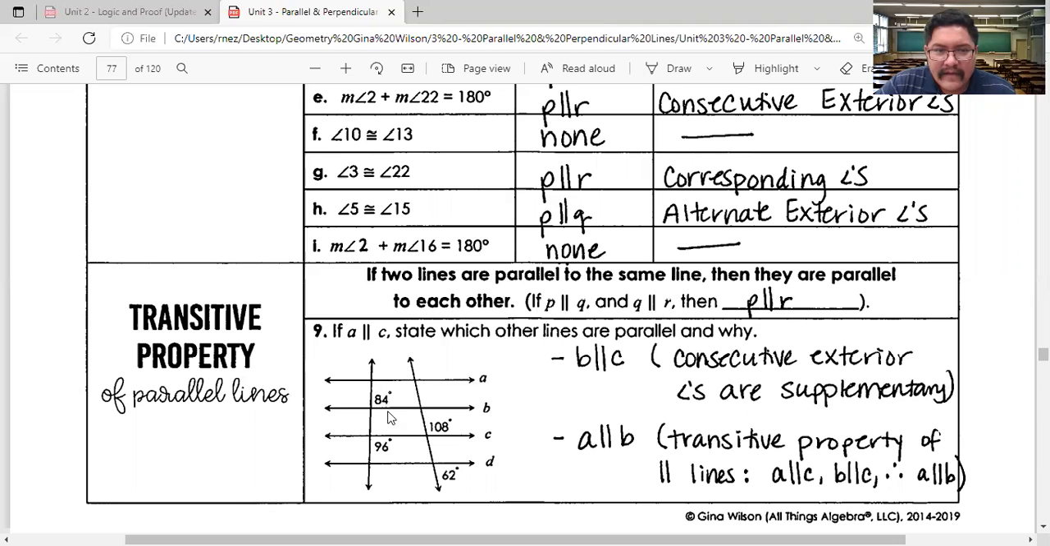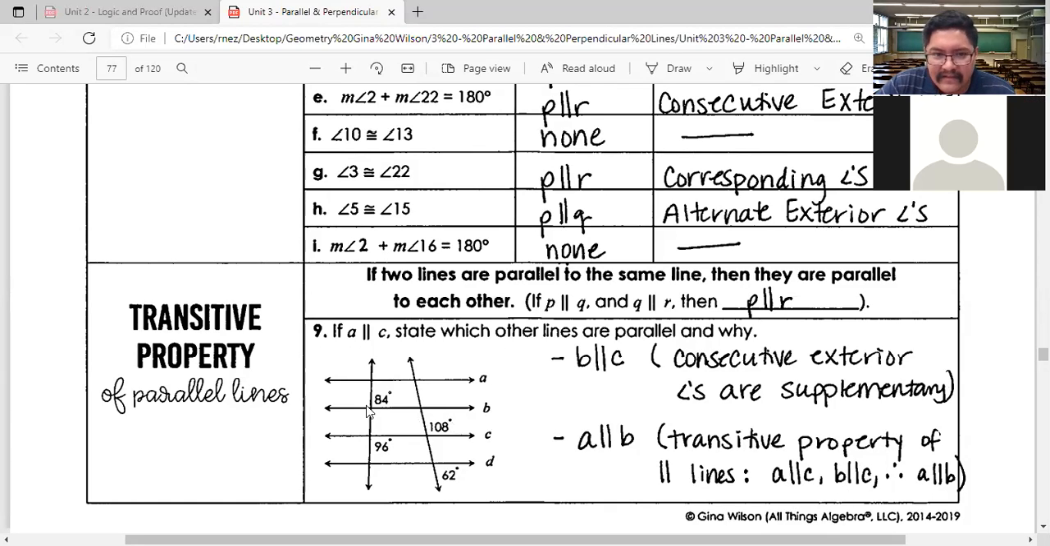So if we know that A and C are parallel, and we know that C is parallel to B, then A is also parallel to B. So by the transitive property, A and C are parallel, and that's our given. Remember, we always assume that the given is true. And we know B and C are parallel because they are consecutive exterior angles. Therefore, that's what those three dots mean. Three dots are, therefore, A is parallel to B.